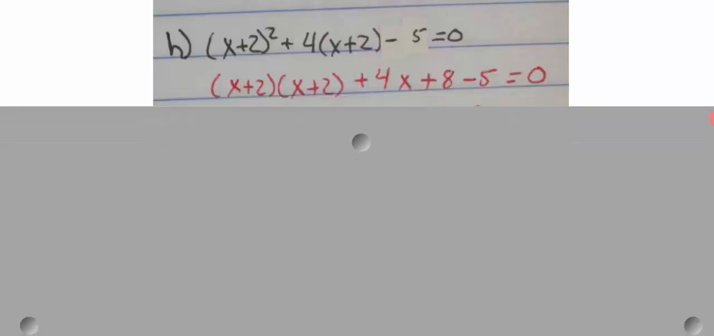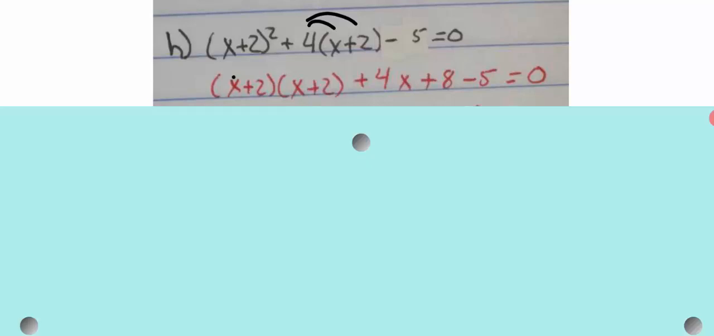Okay, so with this one, this looks like a circle. No, we don't have a square on it, and there's no other y. So what we need to do here is just multiply this all out, combine like terms. So I'm going to do x plus 2 times x plus 2. I distribute my 4 to the x and the plus 2. So now I'm going to do FOIL here.